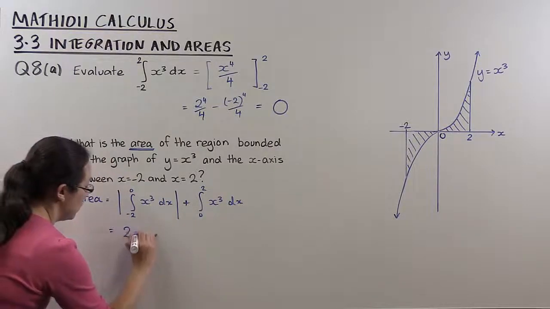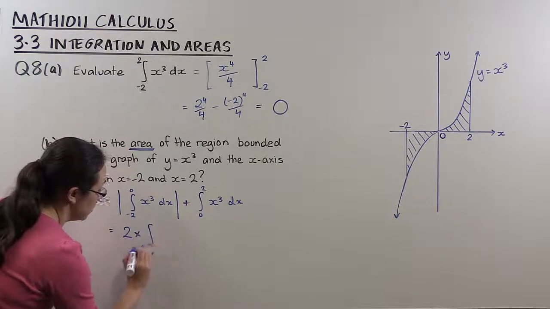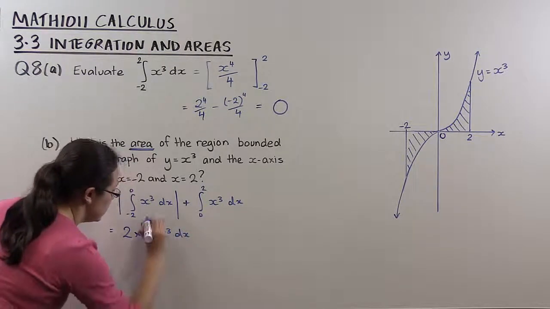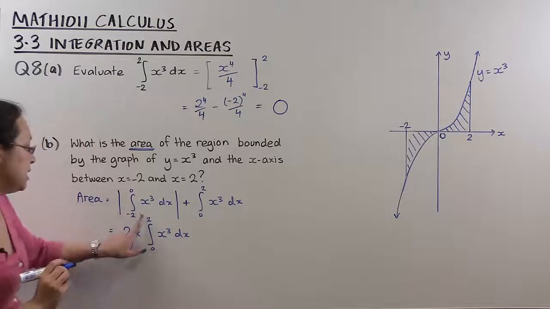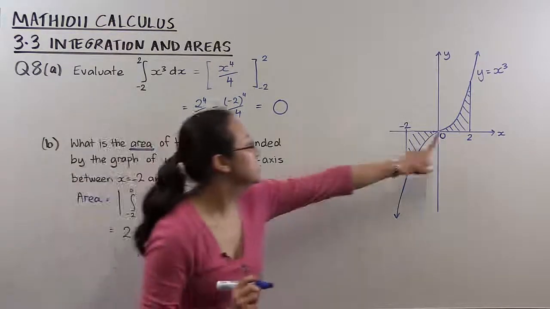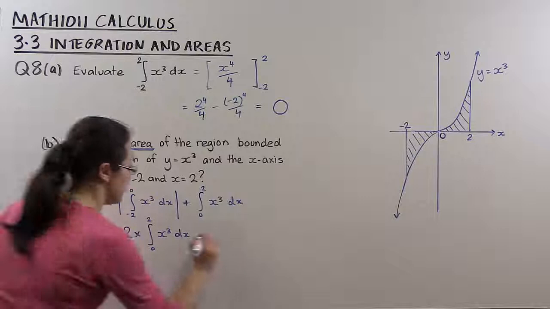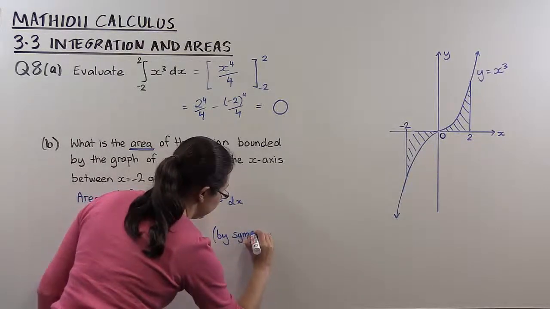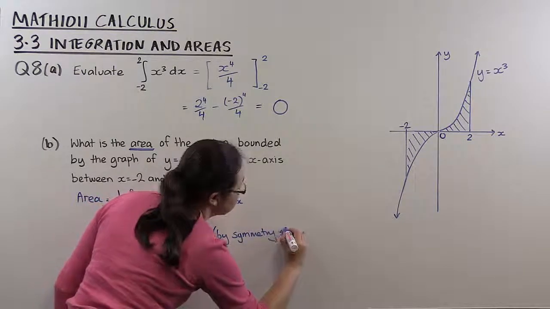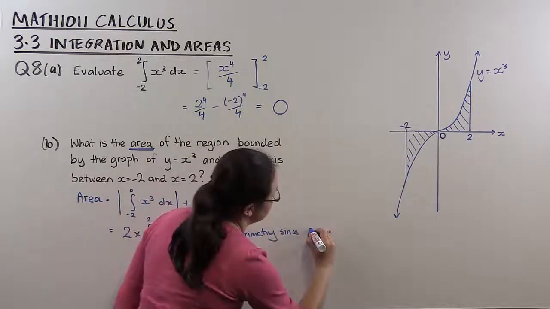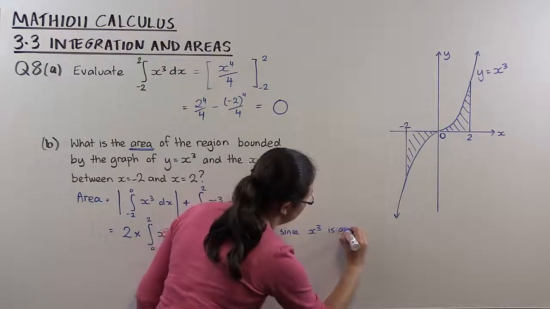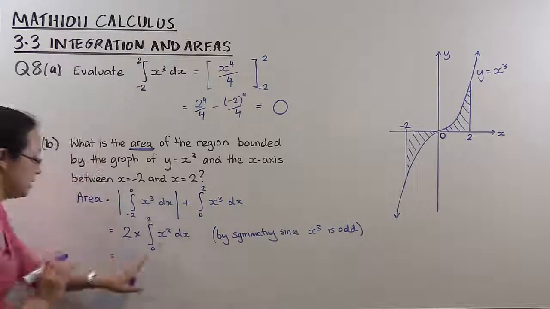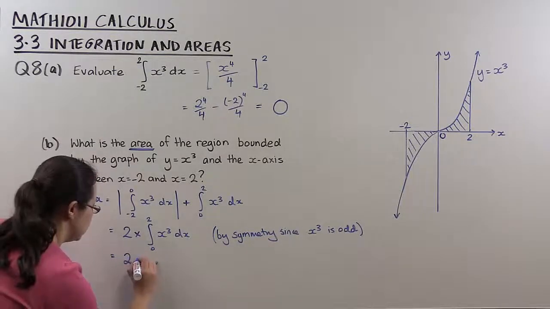However, since it's an odd function and there's symmetry, we know that we can actually just take the integral from 0 to 2, which gives us this area, and double it here, right? So let's just say by symmetry, since x cubed is odd. Okay, so that's a nice fact. So let's just calculate this, which we've almost done anyway.